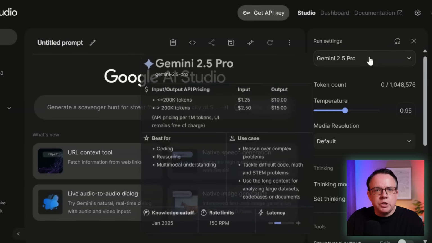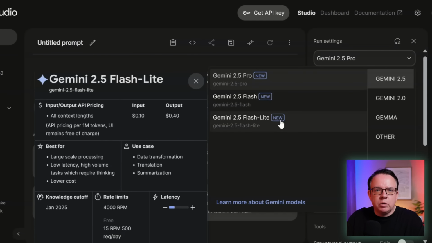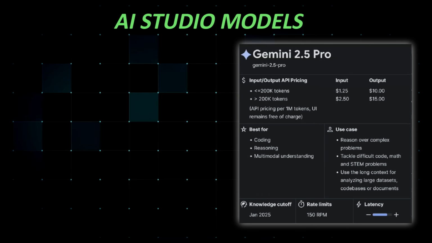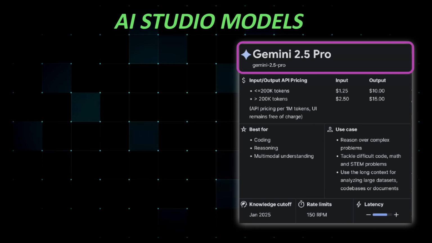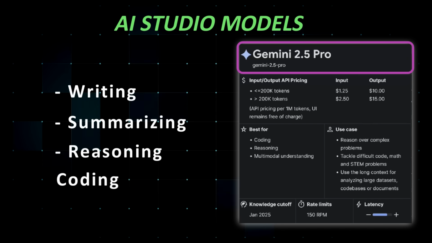What makes AI Studio so powerful is that you can fine-tune your output via the Run setting tools. To start, you can choose which AI model you want to use by clicking on this drop-down menu here. There are many models available and they change quite often as well. So by the time you're watching this video, there might be already different models available. For most users, however, Gemini 2.5 Pro is probably the best option. It's great for writing, summarizing, reasoning, and even coding.